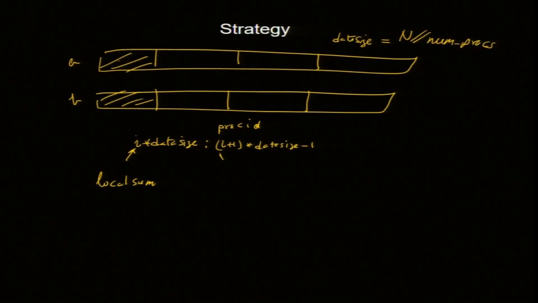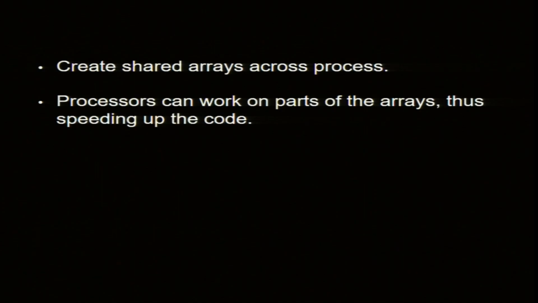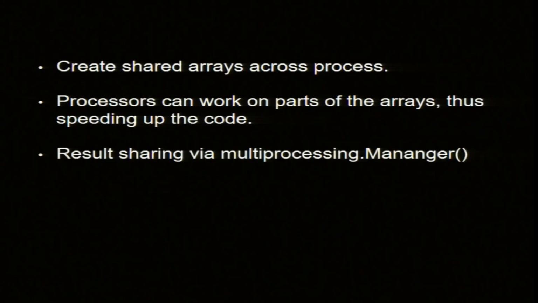and the main process will add them. So, we create a shared array across processes. A and B are shared arrays. Each processor can work on part of the arrays, speeding up the code. For result sharing via multiprocessing, I am going to use a manager. This is a submodule of multiprocessing, and the manager will manage this.